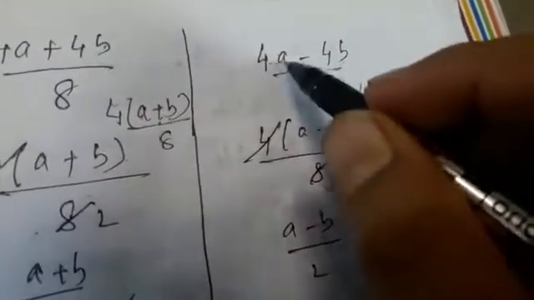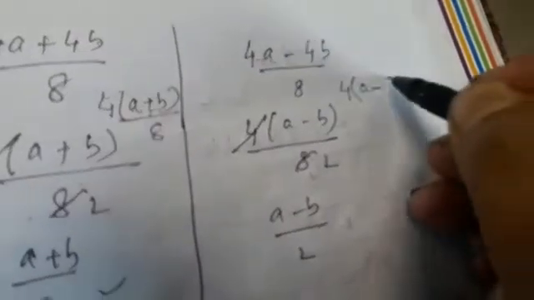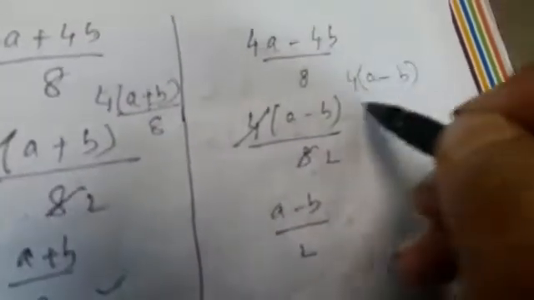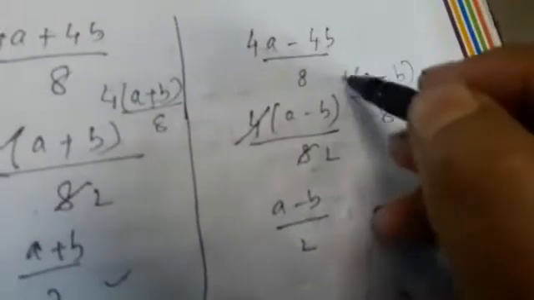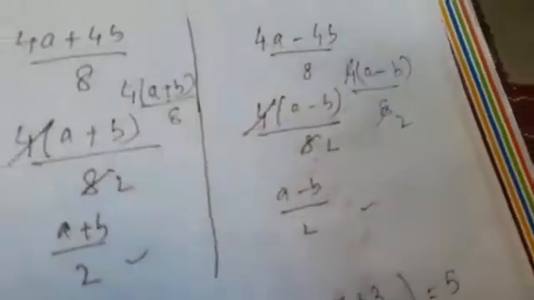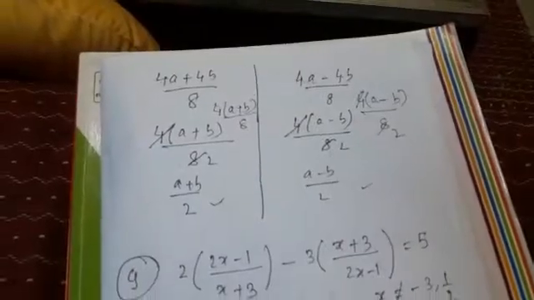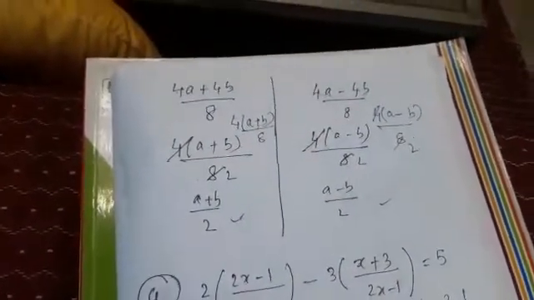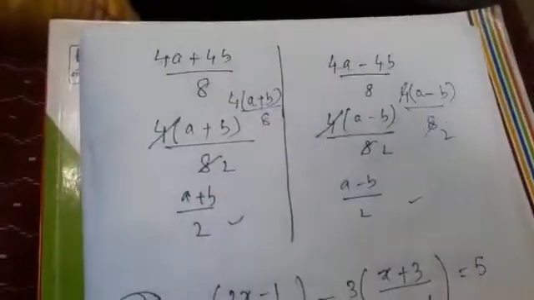Similarly from here you again take 4 common. If you take 4 common, because 4 is there in both the terms, you open bracket, you are left with a from this term minus b from this second term, right, by 8. So you cancel again this 4 and 8, you will get (a minus b) by 2 is the second root. So these are the two roots of that equation. So that question is very important. Practice that type of sums.